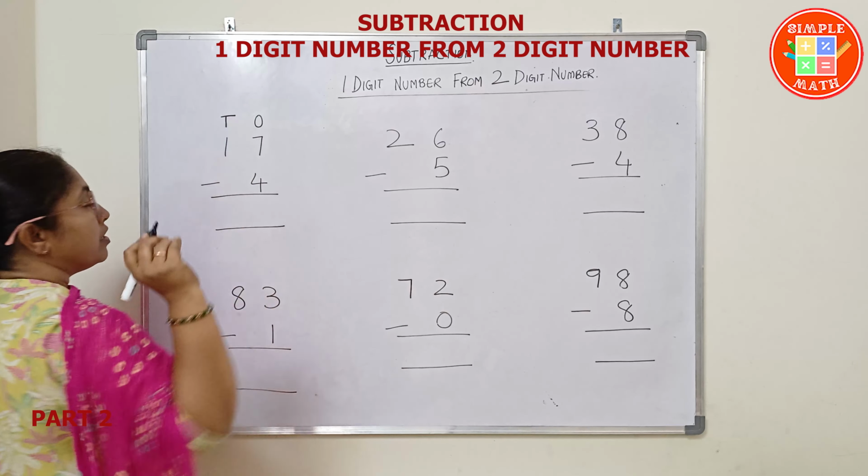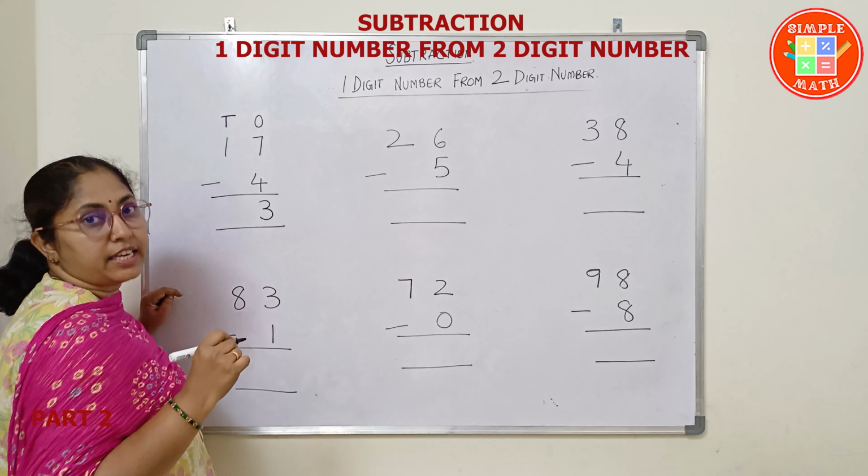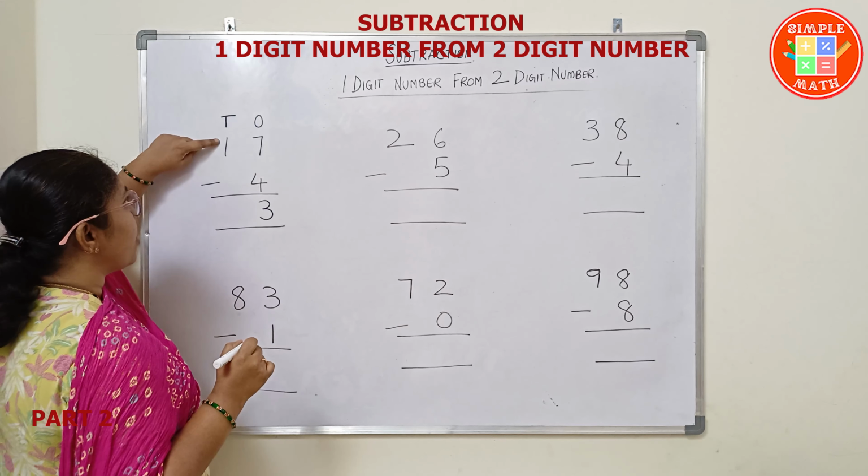Here, take the small number in your mind. 4. Count after 4: 5, 6, 7. Stop when you get the big number. How many fingers did you get? 3. So you write the answer 3 here in the ones column.